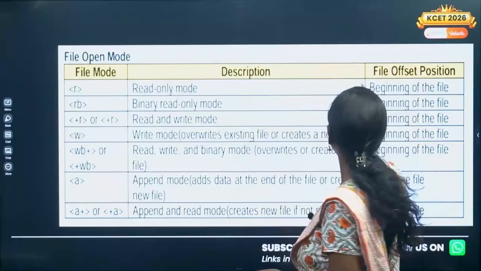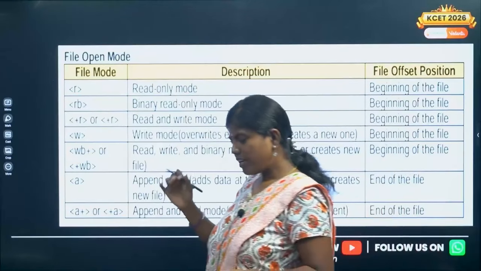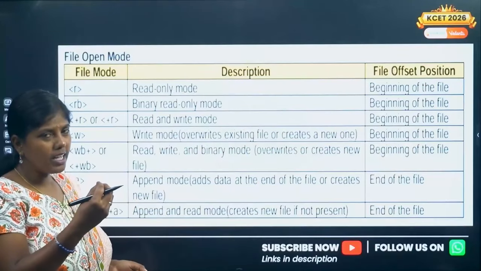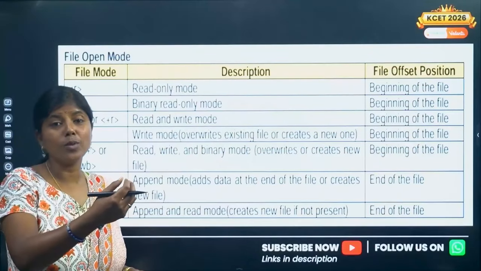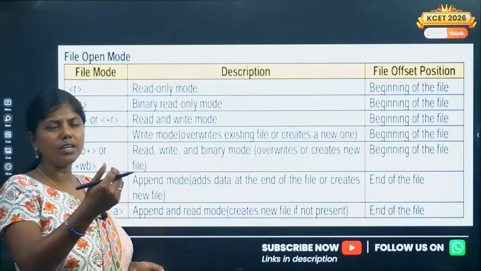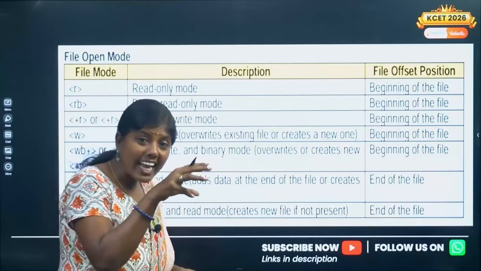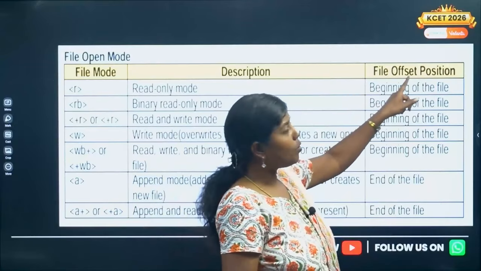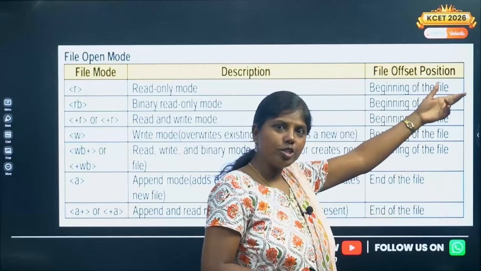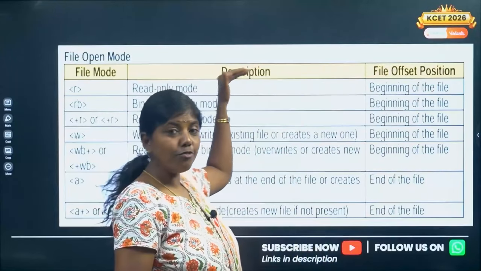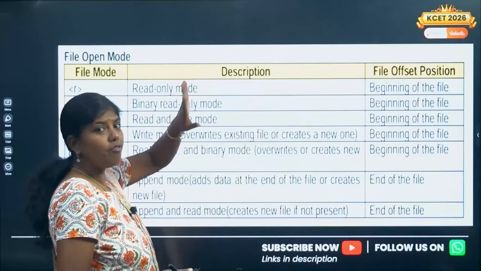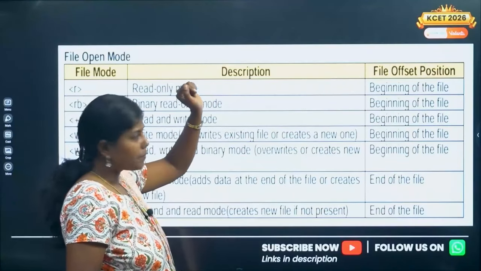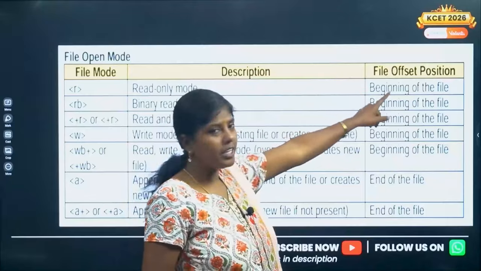And what is file offset position? Whenever you open a file, there is a file object associated with that particular file, and it gives you that file object. The position of the file object is indicated by the file offset position. The default mode, as soon as you open a file without giving any mode, is the read mode only, and in the read mode it will be at the beginning of the file.